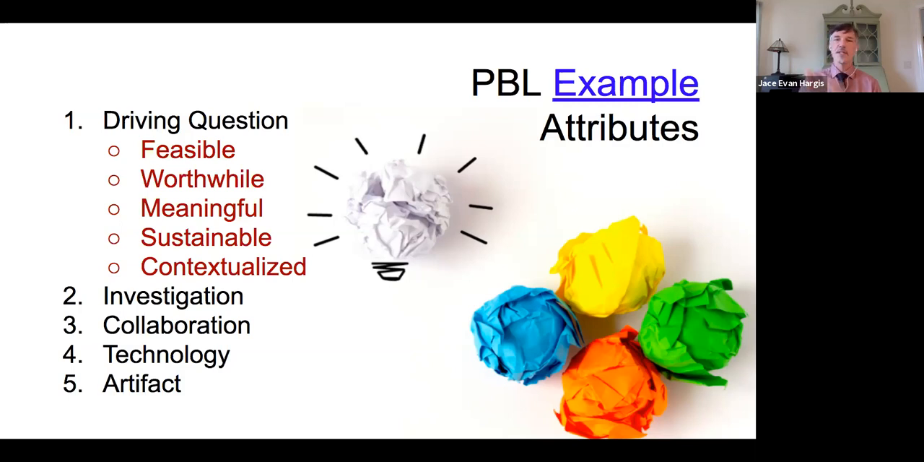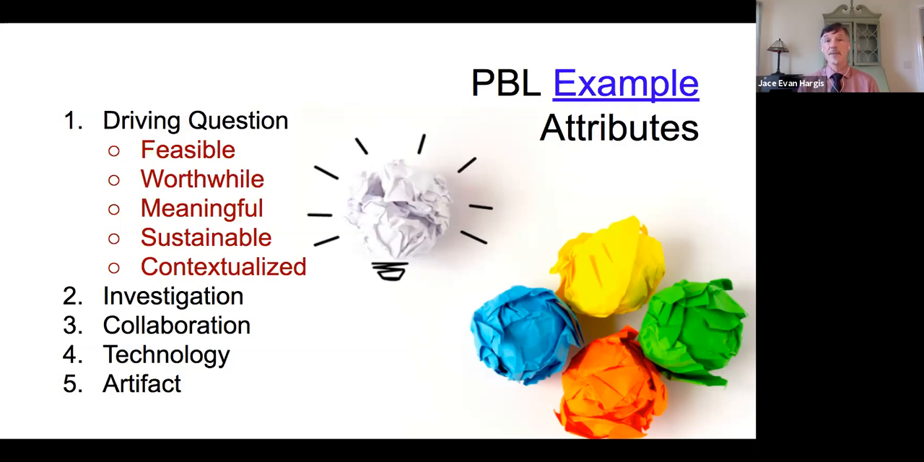I do have some examples that I'll post on the Google Share Doc. I'm just going to share this one briefly. This is the one that I use. This is a derivative of Krajcik's model developed about 2 decades ago. I break mine down very simply into these 5 steps. I have a driving question, an investigation, collaboration. They use some technology, and they create an artifact.